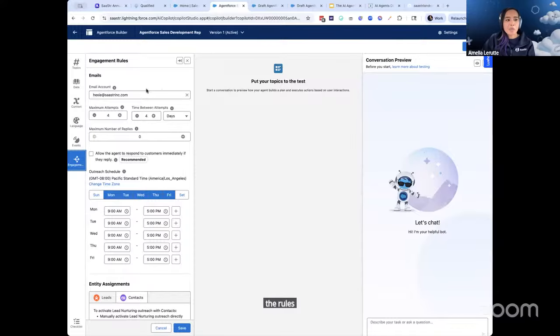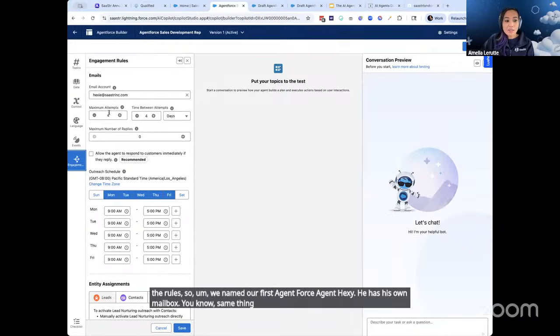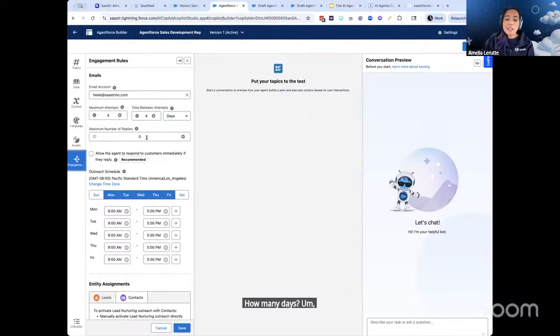So we named our first Agentforce agent Hexy. He has his own mailbox, same thing like Artisan. You're just going to tell him how long you want the sequence to be, how many days. Number of replies for us is 0, and that's because we reply.